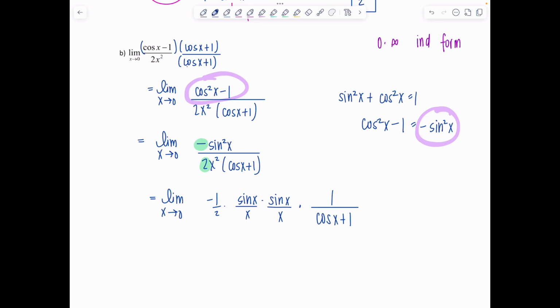Are we happy? Can we evaluate this limit? Okay, this is a constant. This goes to 1. This goes to 1. Cosine of 0 is 1, so that goes to 1/2. So altogether, this is going to be negative 1/4. Voila. That's a fun one, right?